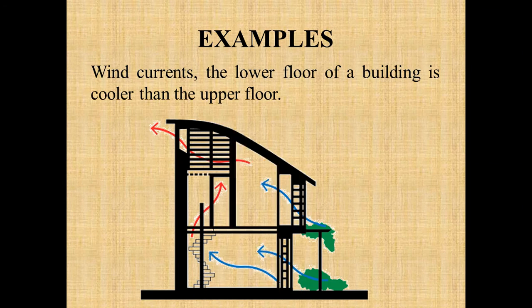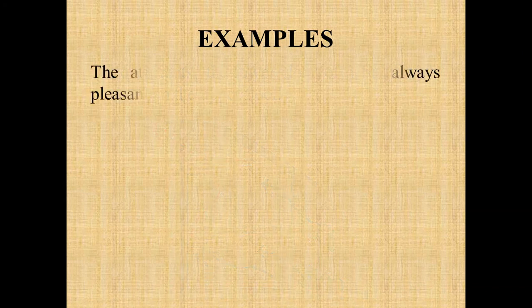For example, wind currents. We already knew that the lower floor of a building is always cooler than the upper floor. Why? Because the cool air contains water vapor, so it is denser and heavier, so it comes down, and the warmer air, which lacks water vapor, is lighter than the cooler air. So the cooler air takes the place of the warmer air here, and the warm air goes up due to its light weight. That is why the lower floor of the building is always cooler than the upper floor.